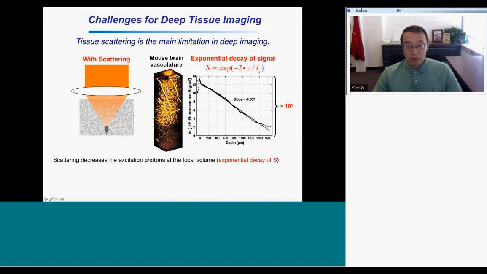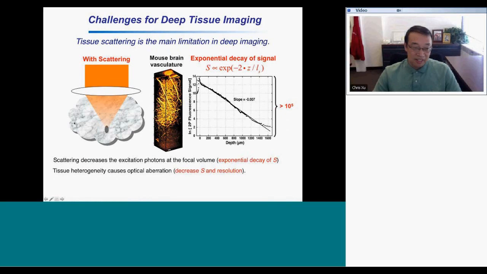This is a mouse brain vasculature. We stain the blood vessels with a dye. Blood circulates, all the vasculature in the brain are stained. You can see we can go pretty deep from the surface of the brain all the way to perhaps 1.6 millimeter. But on the other side, if you quantitatively look at this, you look at log of the signal as a function of imaging depth. You can see the signal goes down exactly exponentially. And if you go deep enough, as you can see, from the surface all the way to about 1.5, 1.6 millimeters down, we're talking about signal decay of 5 orders of magnitude. So you can see this is a huge problem caused by tissue scattering.